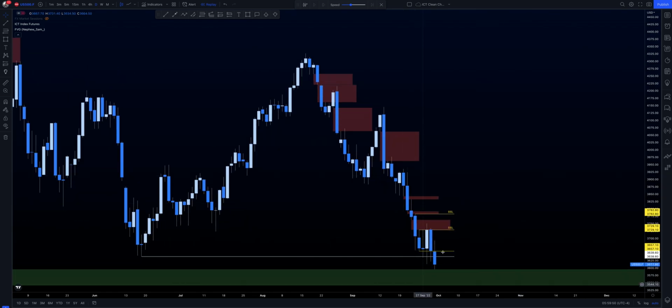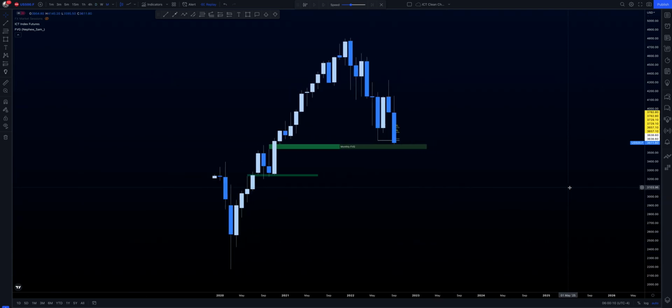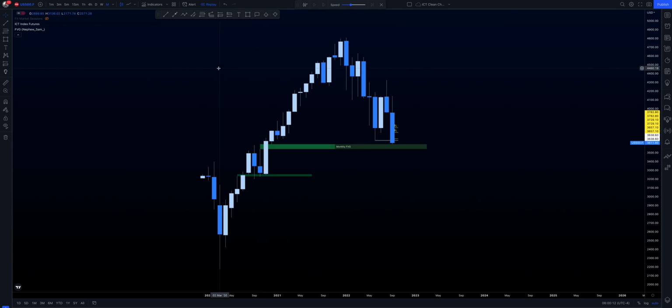So where does that take us now? We had a lot of sell side liquidity here, which has been taken. We've traded into, or just tapped here and closed back into the range on the weekly time frame, this buy side liquidity here. So this here validates this order block.